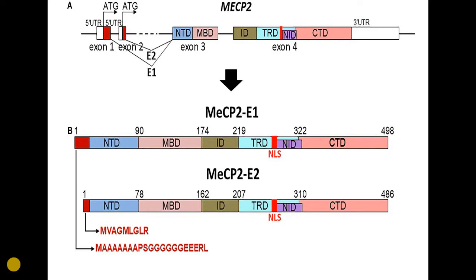So it almost always occurs as new mutations, with less than 1% of cases being inherited from a person's parents, and it occurs almost exclusively in girls, and boys who have similar mutations typically die shortly after birth. So the diagnosis is based on the symptoms and it can be confirmed with genetic testing.